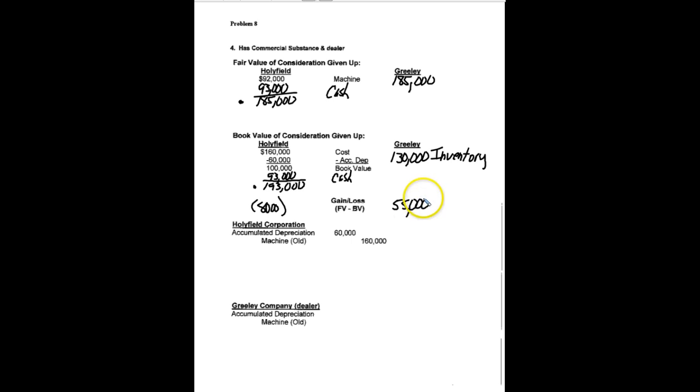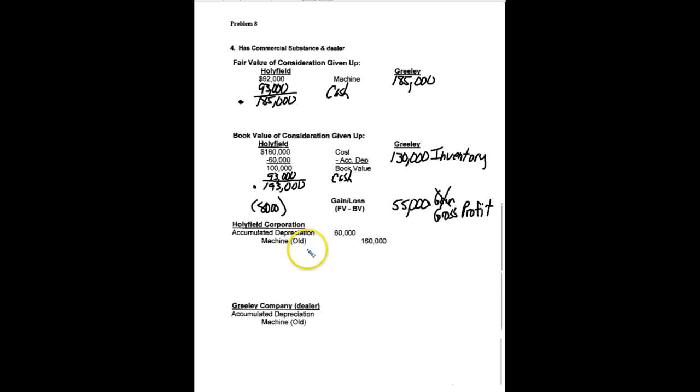So it is a gain, right? It has commercial substance, so we're going to recognize that gain immediately. Now, since it's a dealer, I'm not really going to call it a gain. It's actually going to end up on the income statement as gross profit, right? Sales less cost of goods sold is gross profit. And I'll show you how we get the sales and cost of goods sold into the accounts. And again, it's because it's a dealer that it's not going to be an operating gain. It's actually going to be gross profit.